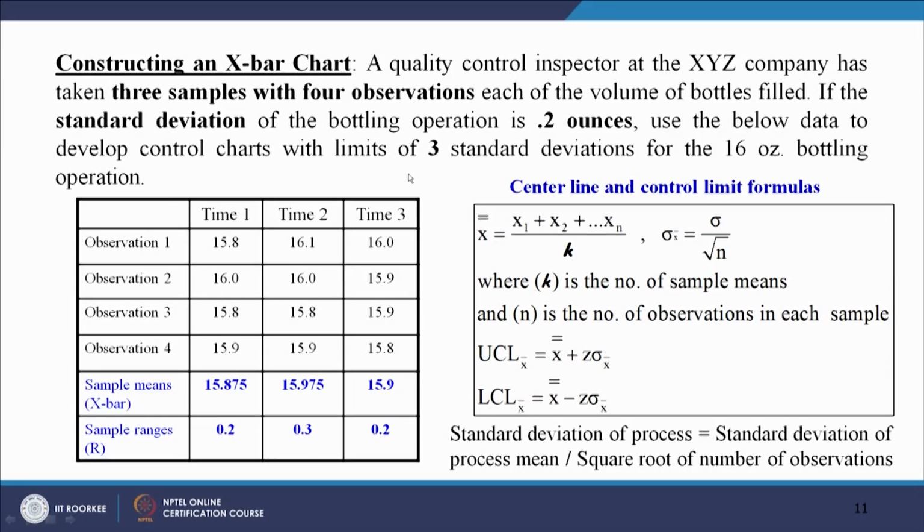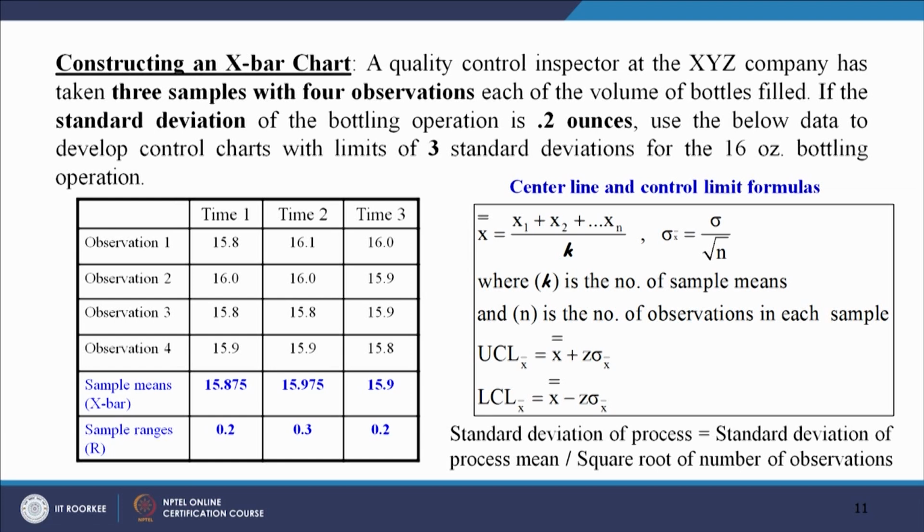Now this is an example of how to construct an X bar chart. This is a problem statement on your screen. A quality control inspector at the XYZ company has taken 3 samples with 4 observations each. So this is highlighted: there are 3 samples taken with 4 observations in each sample, of the volume of bottles filled. Now there is a bottling plant where the bottles are getting filled. So the quality control inspector has taken 3 different readings of 4 samples each.